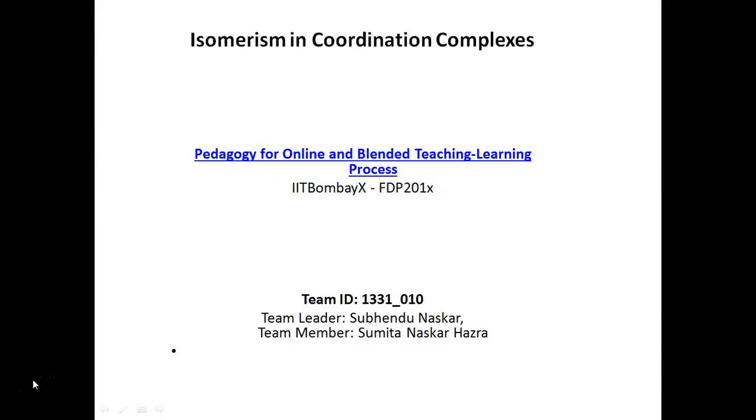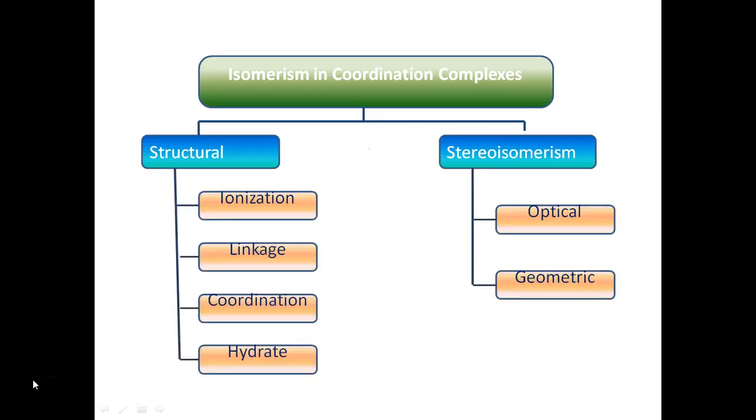Hello friends, this is the third topic of our course, Isomerism in coordination complexes. Coordination complexes also possess different kinds of isomerism, which is broadly classified as structural and stereoisomerism. In structural isomerism, we find several subcategories. The first one is ionization isomerism, the second is linkage isomerism, then coordination isomerism, and the fourth one is hydrate isomerism.